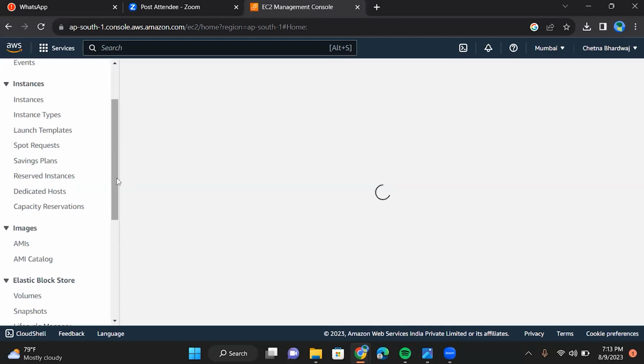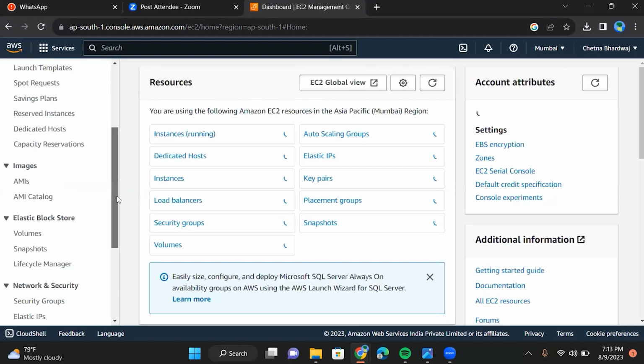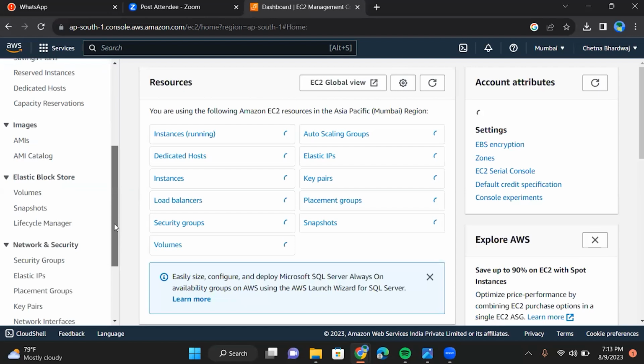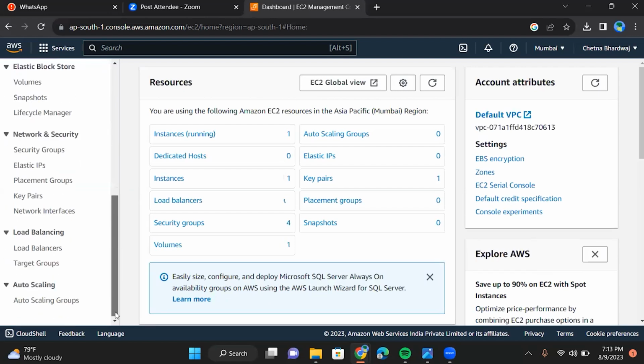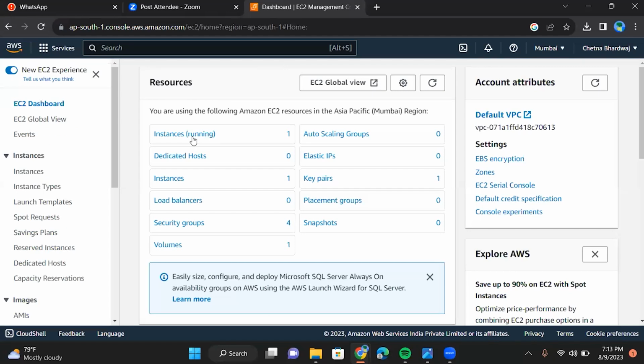So we will look at each and every topic, but first let's see how we can configure our instance. In the dashboard, you can see there is lots of detail. Instance running, it is showing that there is one instance which is in running state. Let's see which one.